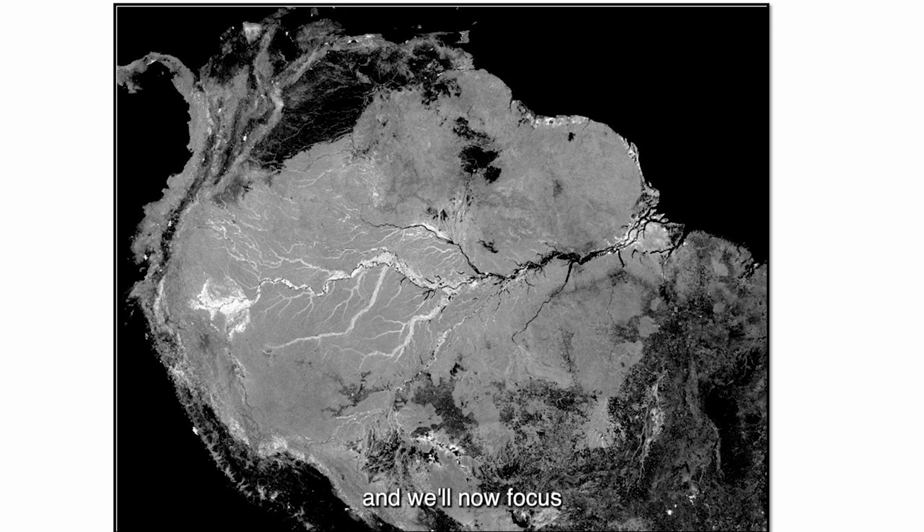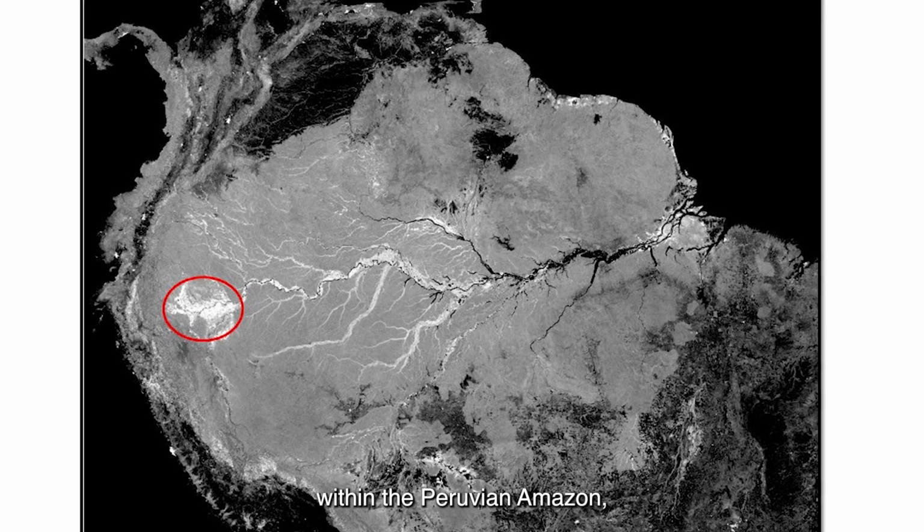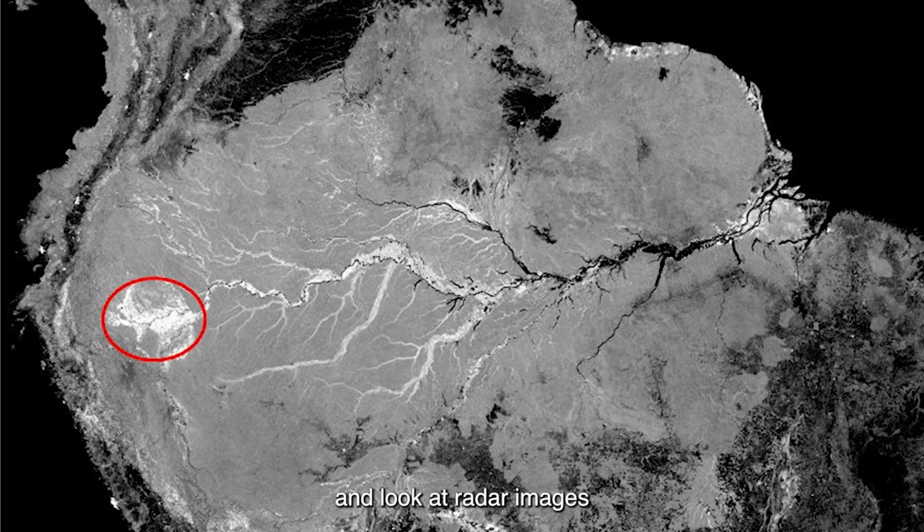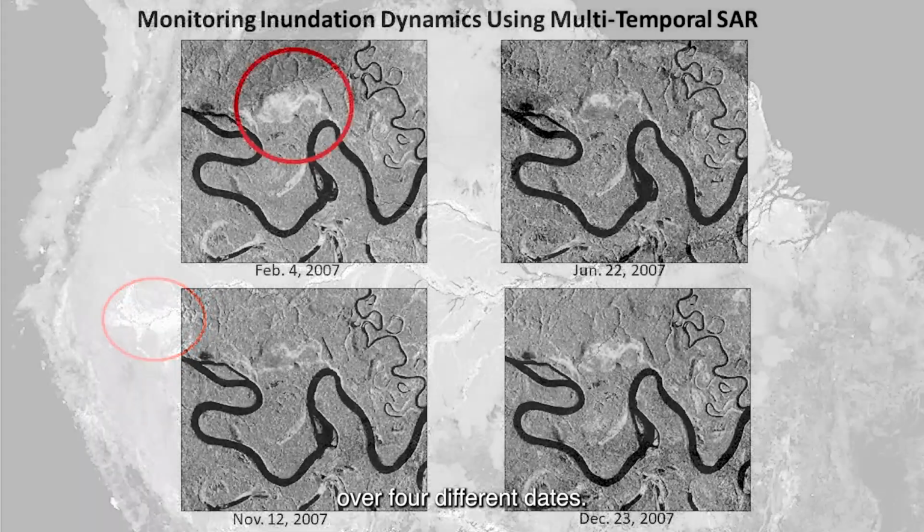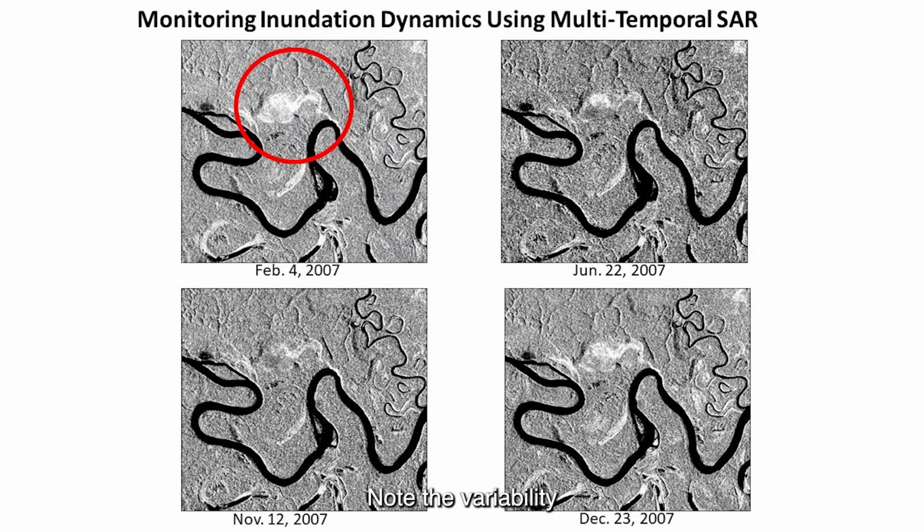And we'll now focus on a wetland complex within the Peruvian Amazon and look at radar images of that area over 4 different dates. Note the variability in black and white tones from month to month. And the red circle here delineates a wetland area that is largely inundated in February, and then less so in June and November, and then again largely inundated in December. So this wetland inundates during the rainy season and then largely dries out during the dry season.